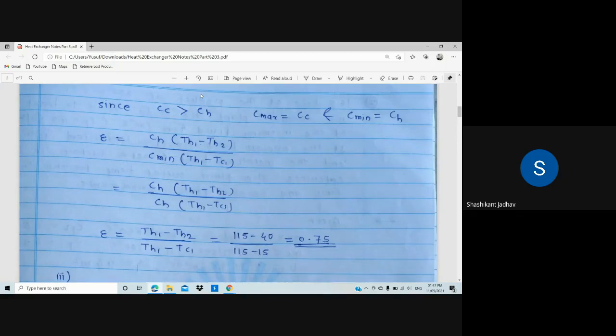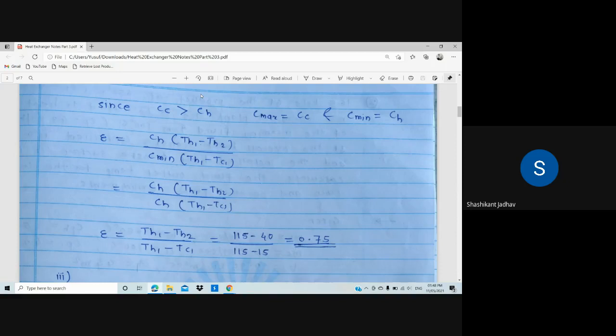And what is our standard equation to calculate the value of effectiveness? Effectiveness is equal to Ch into bracket Th1 minus Th2 divided by C minimum into bracket Th1 minus Tc1. C minimum is Ch. So therefore instead of C minimum we have to put the Ch. So the equation is Ch into bracket Th1 minus Th2 divided by Ch into bracket Th1 minus Tc1. So Ch will be cancelled. Effectiveness is equal to Th1 minus Th2 divided by Th1 minus Tc1.